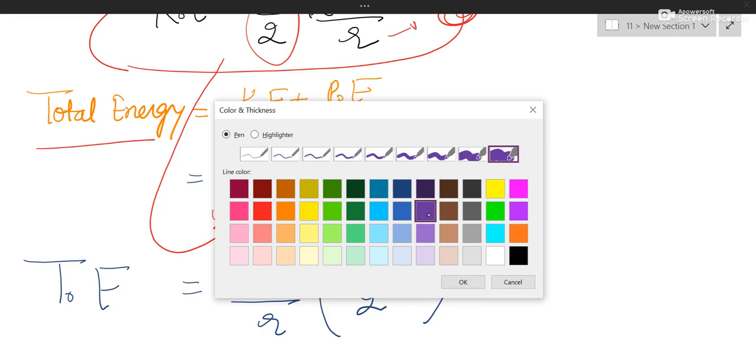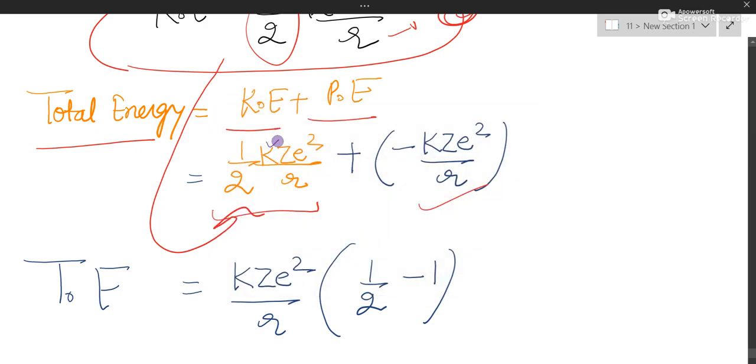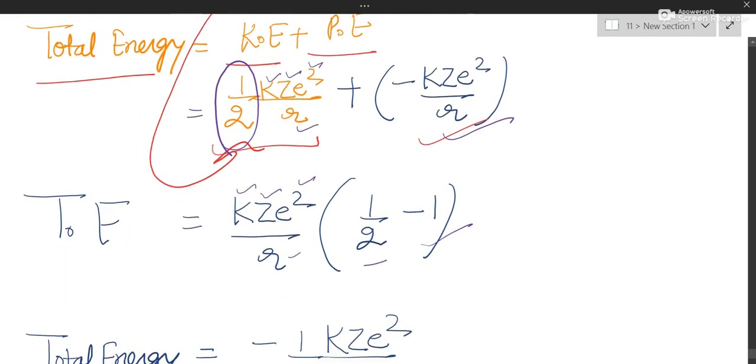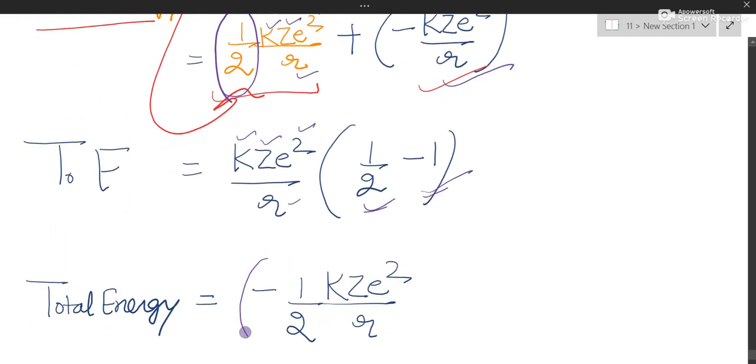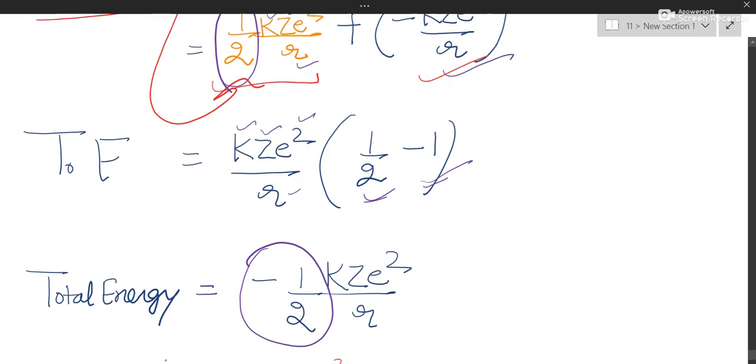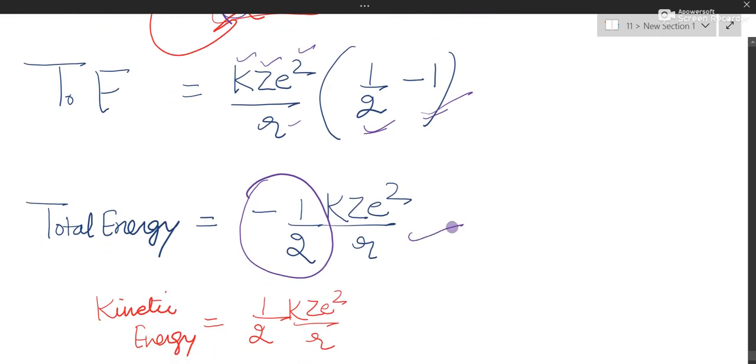Addition is basic addition only. I have taken common things, K Ze square by R, I have taken common. So what is left from here is half, and what is left from here is minus 1. Half minus 1 is minus half, that everyone knows. So the total energy expression is ready, but it's not fully ready.